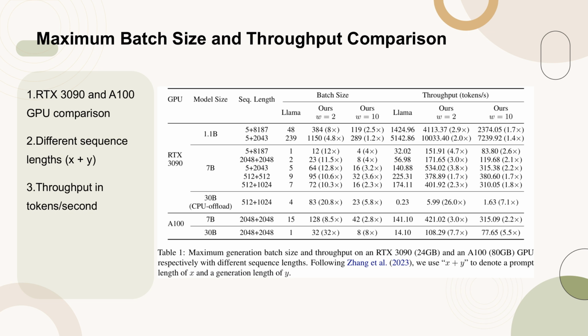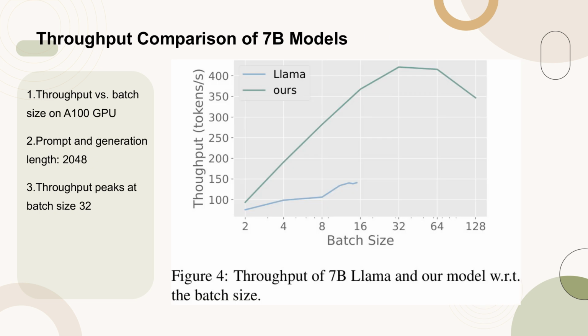Figure 4 illustrates the throughput performance of a 7B Llama model and our model in relation to the batch size on an A100 GPU. Both models are tested with a prompt length and generation length of 2048 tokens. The graph reveals that while throughput increases with batch size up to 32, it plateaus and even decreases at larger batch sizes like 128. This suggests a transition from memory-bound to compute-bound operations, indicating that further throughput improvements may necessitate more efficient computation kernels rather than larger batch sizes.